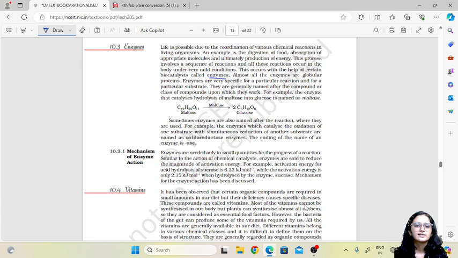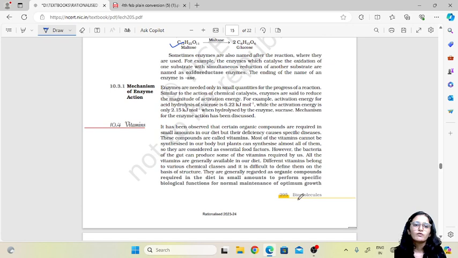Now here, one example we can see is the enzyme maltase, acting on maltose, which has the formula C12H22O11. When it is converted to glucose, we use the maltase enzyme here. So maltase is used as an enzyme to convert maltose to glucose. Then sometimes enzymes are also named after the reaction where they are used. So mostly they are named after the reaction where they are used.